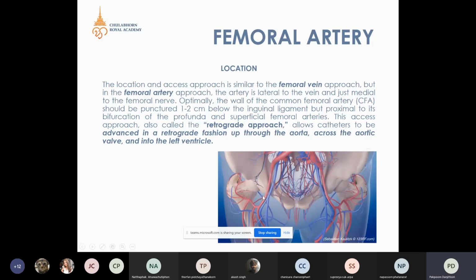Okay, and this access site can also be called the retrograde approach, which allows the catheter to be advanced in retrograde fashion up through the aorta, across the aortic valve, and into the left ventricle.